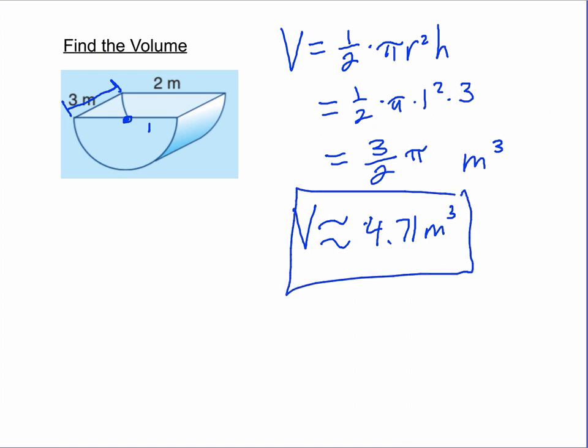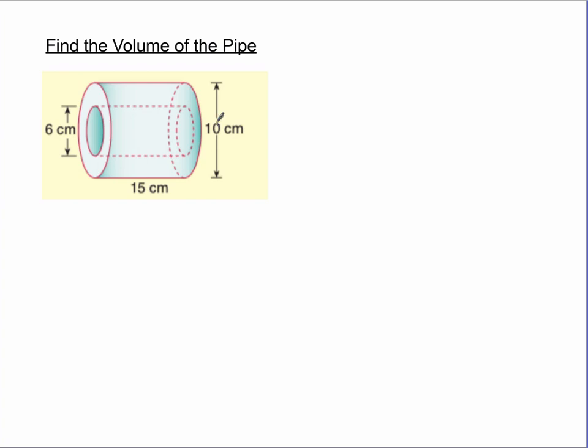Okay, let's do one more example. Here we have a pipe, so the middle is hollow. Okay, so volume is the amount of space it takes up. So we have to do the volume of the bigger cylinder and then subtract the smaller cylinder in the middle. Okay, so I can write out the entire statement. The bigger cylinder, let's write it out in words first. Big cylinder minus small cylinder.